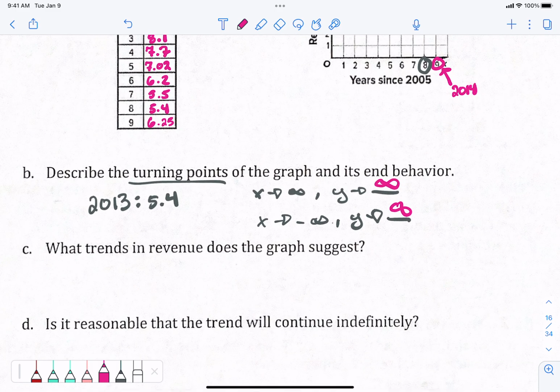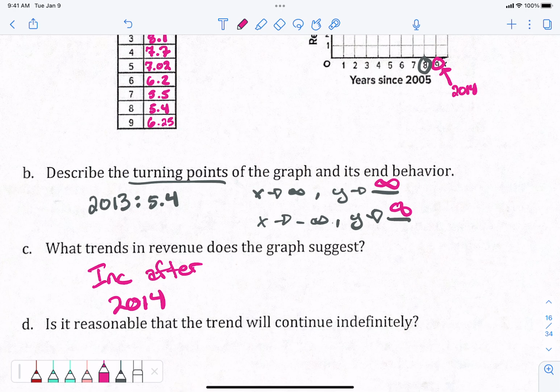What trends in revenue does the graph suggest? Those years were good years. Beyond 2014, it's increasing, and prior to 2005, it's increasing. What trend in revenue does the graph suggest? What's it doing? It's increasing after 2014. That's what this graph is suggesting. It's going to continue to increase after 2014. That's what we're trending toward, okay?